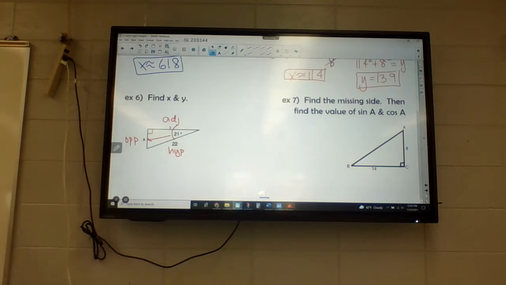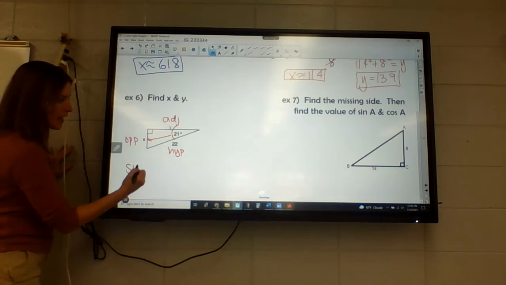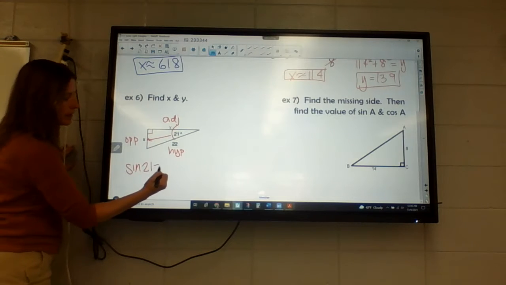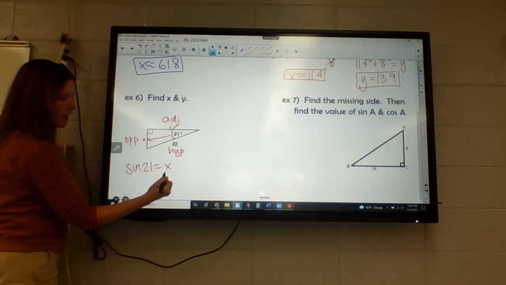I'm going to start going through this one. Hopefully this one wasn't a stumper or anything. It's pretty straightforward. We can either use sine or cosine. It's up to you which one you use. So if I do sine of 21, that's my angle, equals the opposite over the hypotenuse.